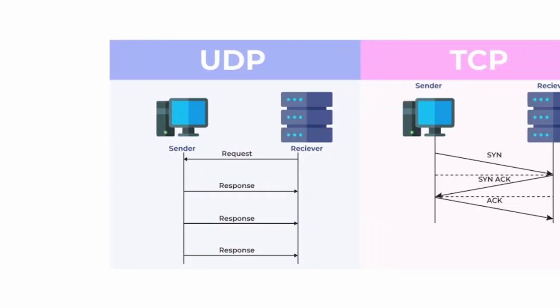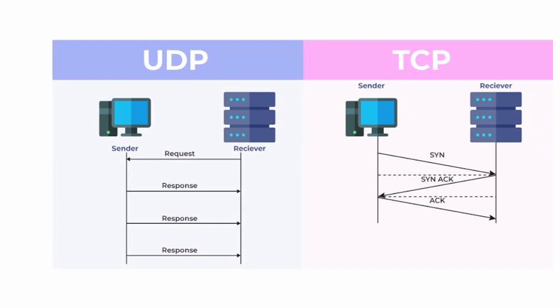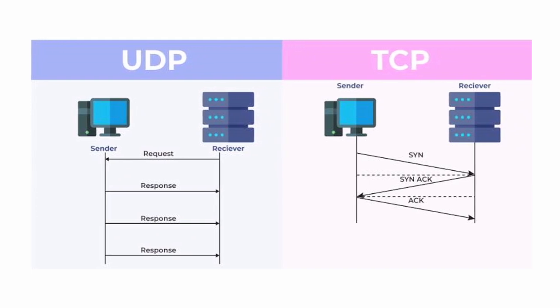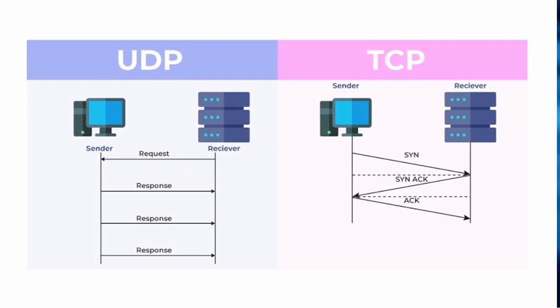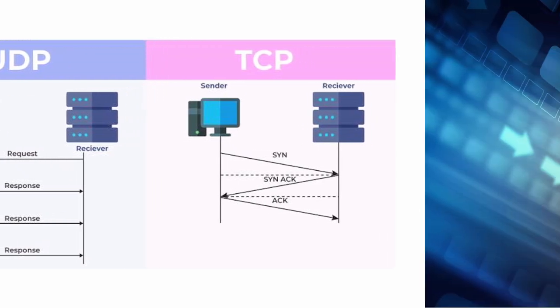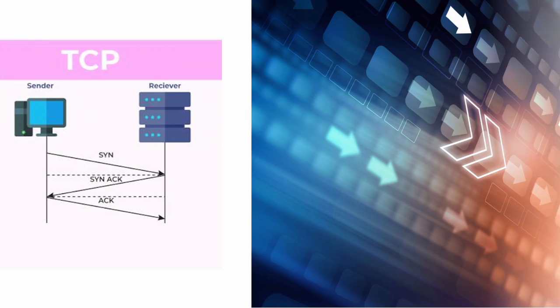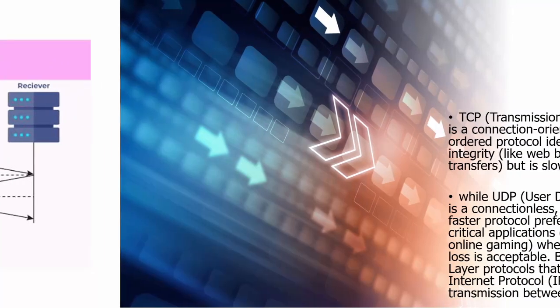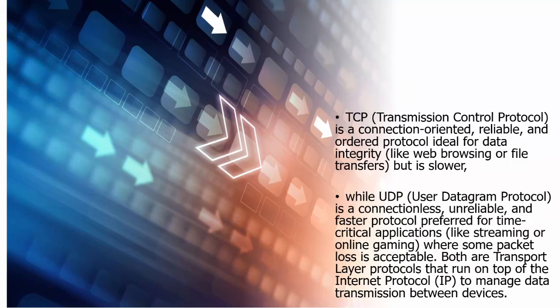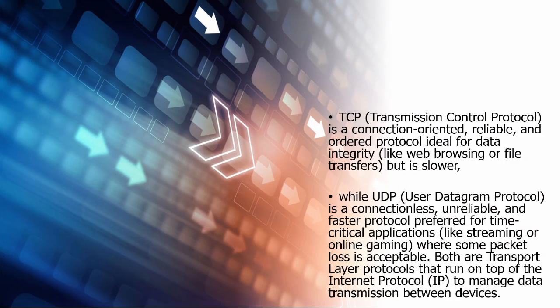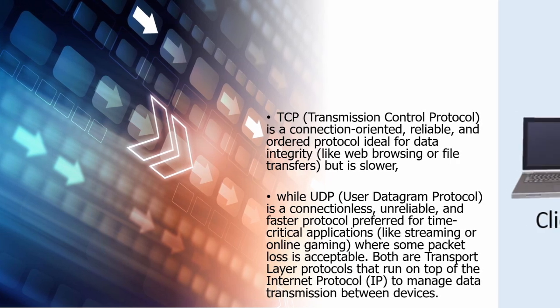Moving down the stack, we come to the transport layer, which is where we find two critical protocols. TCP, Transmission Control Protocol, is connection-oriented, meaning it establishes a stable connection between devices before transmitting data. It breaks data into packets, numbers them, and reassembles them in order at the destination. If packets are lost or damaged, TCP retransmits them. This makes TCP reliable but slightly slower.